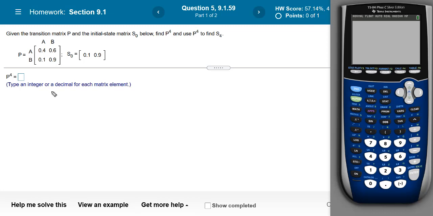So for part 1 of question 5, as with the previous problems, I have entered this as matrix A and this as matrix B on my calculator. Now, P to the 4th power means, on my calculator, I need to do matrix B to the 4th power. So, on my calculator, I go second matrix B exponent 4. And that is what I need to be typing into the answer box.